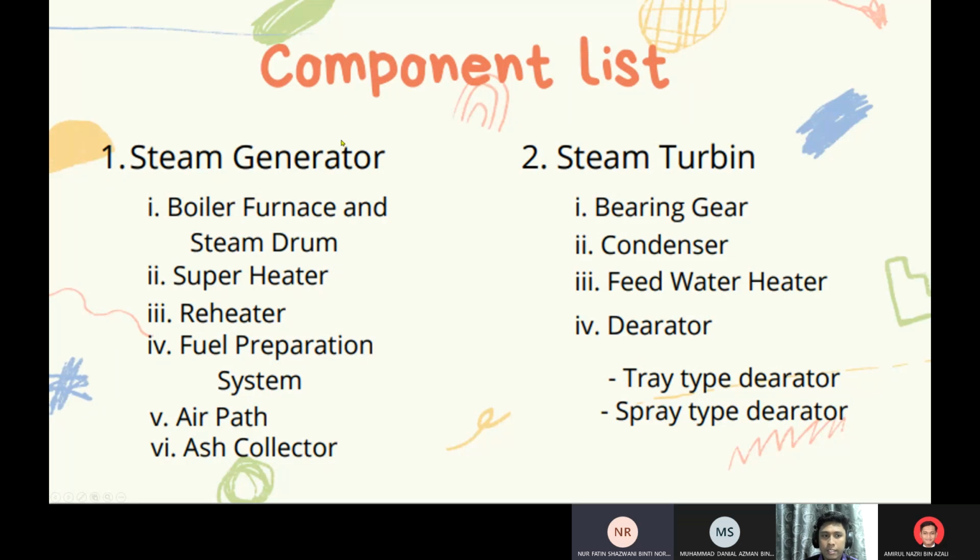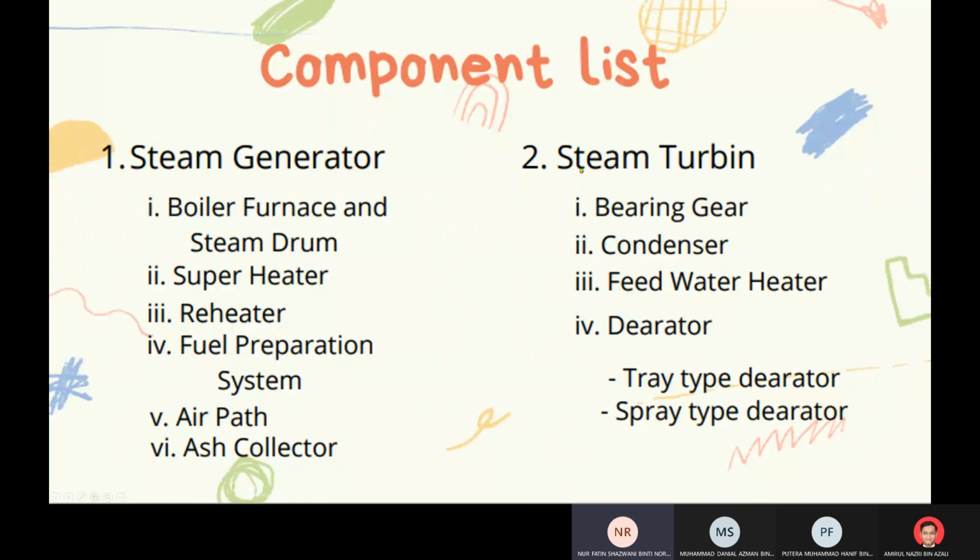We go to the component list for this thermal power plant. There are two components in this thermal power plant, which are the steam generator and the steam turbine. For the steam generator, we have the boiler, furnace, and steam drum, superheater, reheater, fuel preparation system, air pump, and lastly, the ash collector.